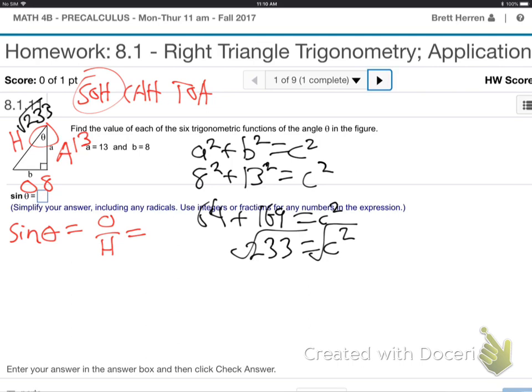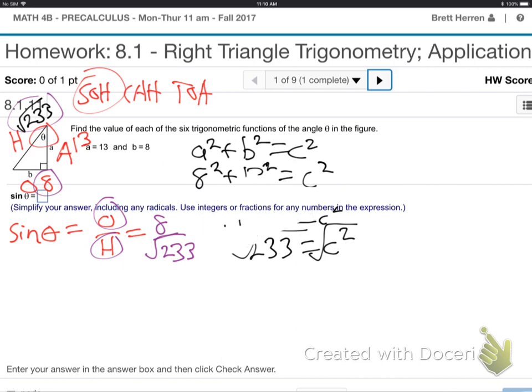All right, so then what is the sine of theta? Opposite, 8, over hypotenuse, root 233. There it is, except you can't leave a root in the bottom. You remember that whole rigmarole. So we have to basically multiply top and bottom, don't we? Kind of out of room here. Let me move this over.